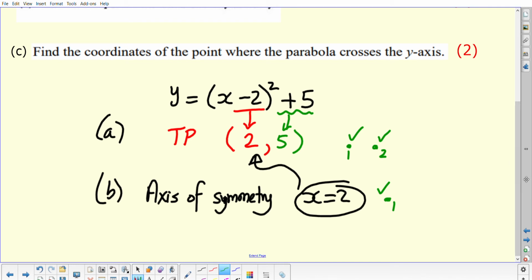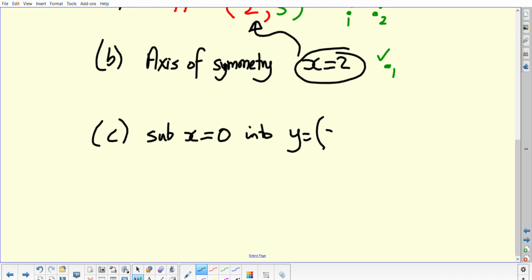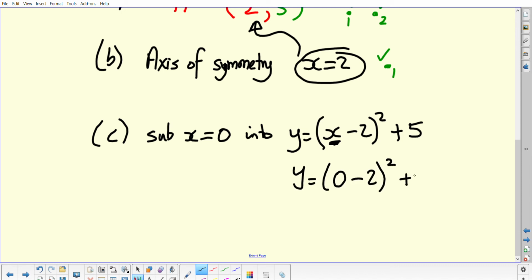To do this, what do we know? Well, we know that all points that lie on the y-axis have x equal to 0. So we are going to sub x equals 0 into the equation of the curve, which of course was y equals (x minus 2) all squared plus 5. And if we sub in there, so we are replacing the x with the value of 0, we're doing y equals (0 minus 2) all squared plus 5.